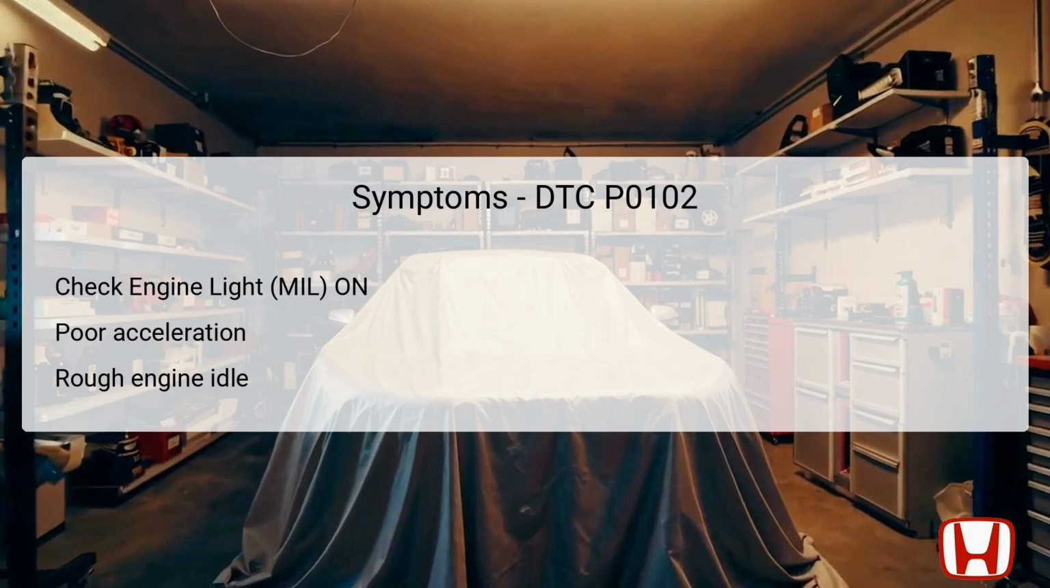Additionally, a rough or unstable engine idle could occur, which often means that the engine is struggling to maintain a consistent idle speed due to incorrect air-fuel ratios caused by faulty readings from the MAF sensor. There may also be increased fuel consumption as the engine attempts to compensate for the inaccurate airflow measurement. Recognizing these symptoms early on allows for timely troubleshooting, which can lead to more efficient repairs and avoids further complications.